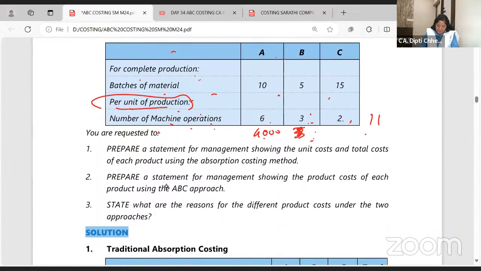One second, what they have asked, I wanted to read again. What have they asked, dear? Prepare a statement showing unit cost and total cost under absorption costing, then the ABC approach, and what are the reasons for different product cost under the two. Where is the difference coming from? Sometimes when you shift from absorption to ABC, you will say, oh my god, there everything was divided by the same direct labor cost, so the cost was so high for product A, and now actually C cost is high because A is not unnecessarily absorbing the cost. Got it? Right? So this is how your judgments will change.